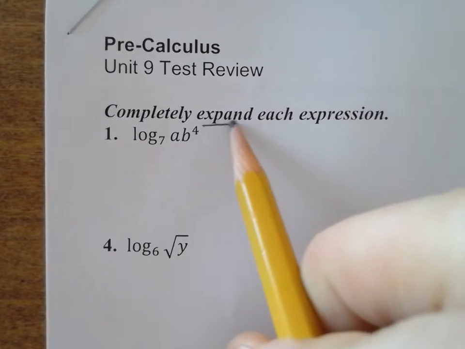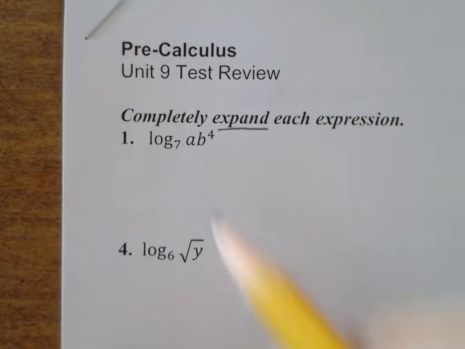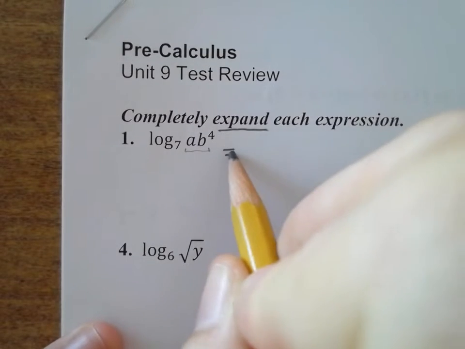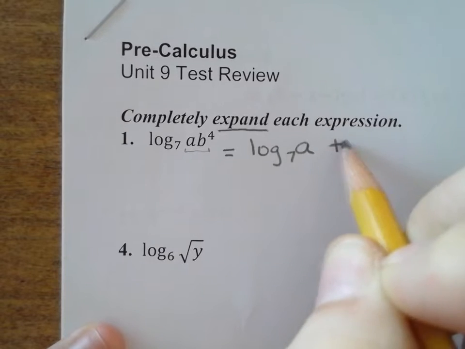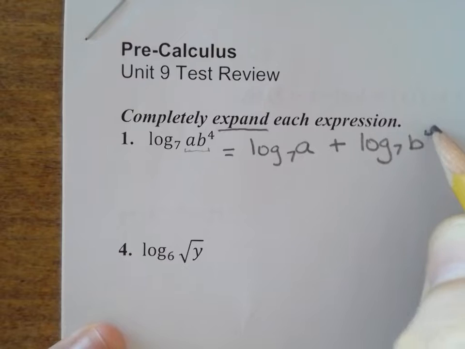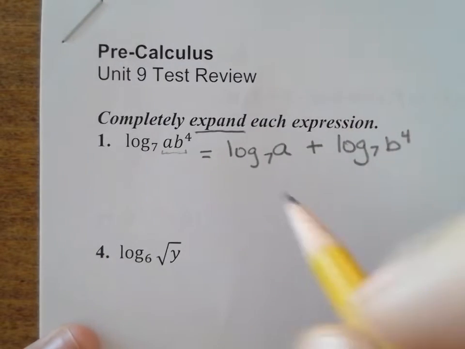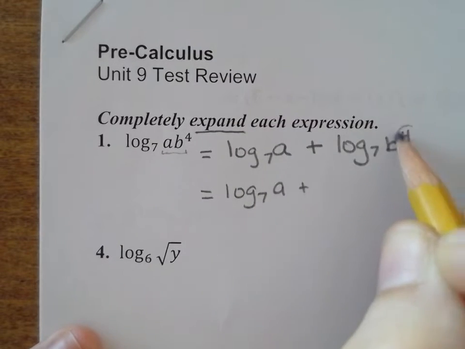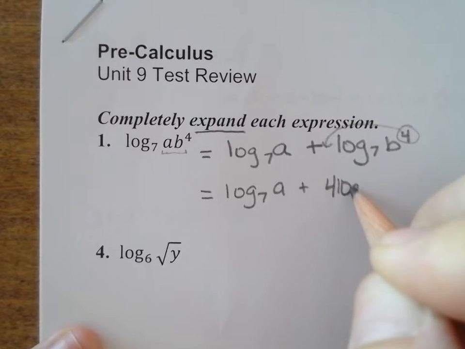Anytime I am saying expand, I'm wanting you to use the product, quotient, or power rule. So since we're multiplying, I'm going to apply the product rule. My first step will be to expand it to log base 7 of A plus, because we're multiplying, log base 7 of B to the 4th. But I'm not fully done yet because there are still some exponents. So my final answer would be log base 7 of A plus, by power rule, this gets to come down, 4 log base 7 of B.